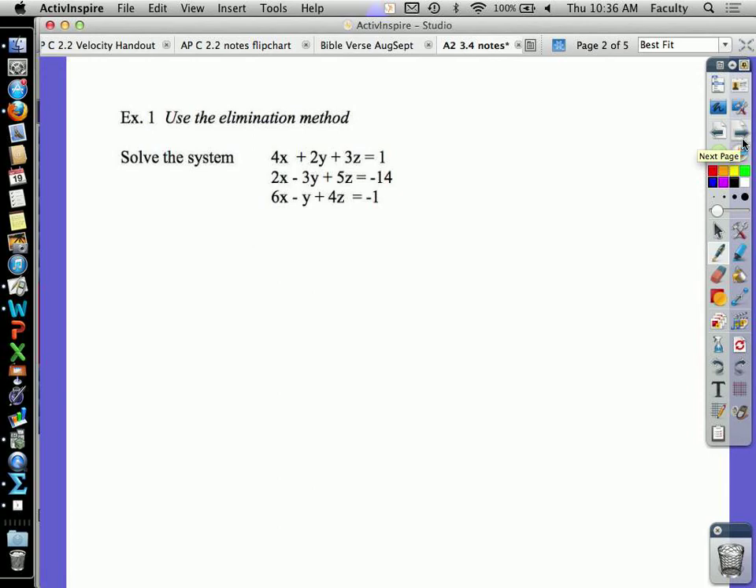Because there's a lot of work involved on this type of problem, I need you to put a bubble 1, a bubble 2, a bubble 3 next to each equation. When you want to choose your variable, scan through and see if you see a variable with a 1 or a negative 1 in front. Do you see a negative 1 in front of the y? So we're going to eliminate y.